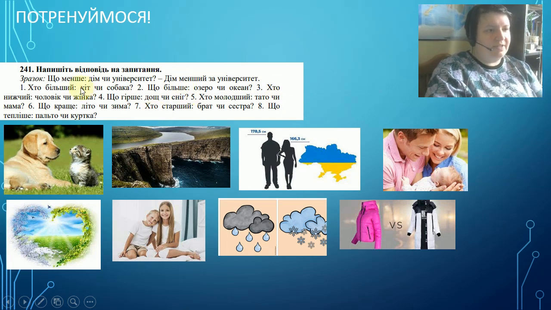You use these adjectives like here. Що менше, дім чи університет? Which is smaller, the house or university? Дім менший за університет. The house is smaller than university. And you see that we just put е if it's grammatical masculine in the answer, and we put е if it's grammatical neuter, and we put а if it's grammatical feminine. So stop, try to answer, and then we'll continue.